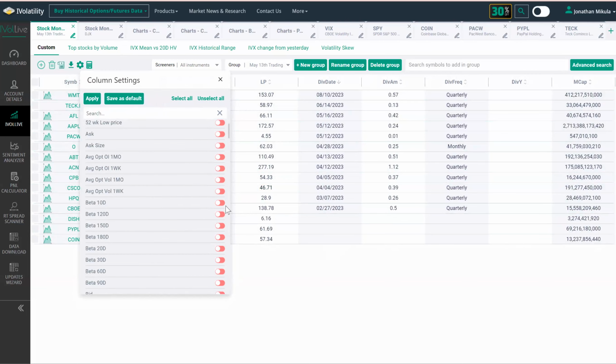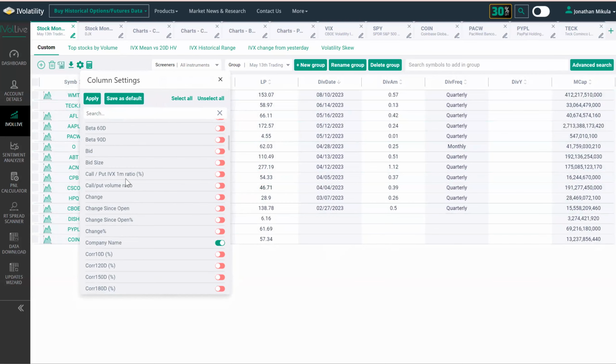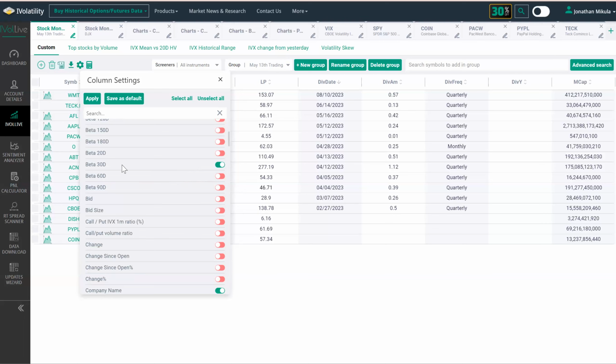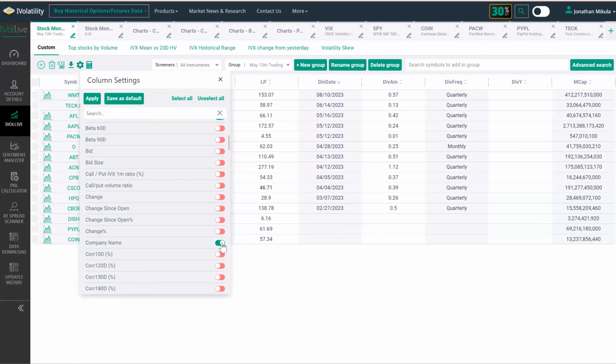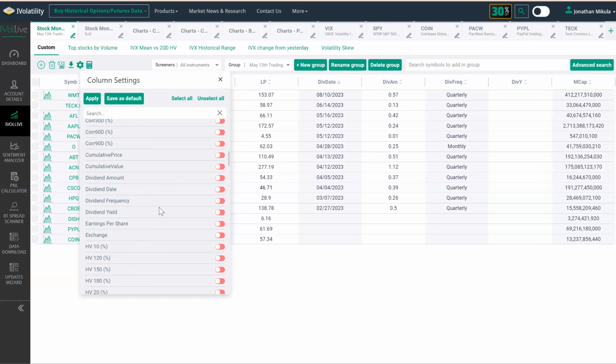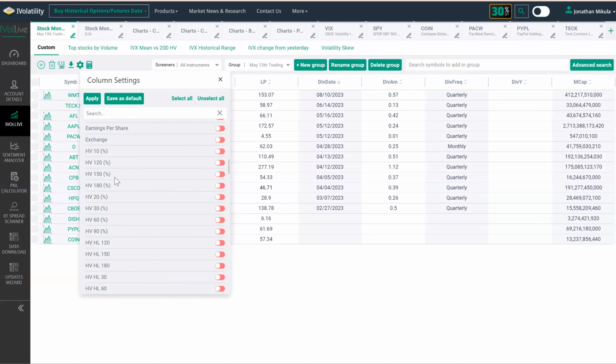So what we can do here is you could also add things like beta. This is all alphabetized. So, if you want to know, for example, I do like to look at beta. Sometimes I could do beta 30-day. How does the name trade relative to the S&P 500? That could be interesting. Company name is important, so I know what I'm looking at. You could look at correlations. How is it correlated to the market? Cumulative price, dividends, which we just had. I do like to look at, in my case, I'm kind of an intermediate term trader. I like to look at historical volatility 20, like what's been going on over the past month.